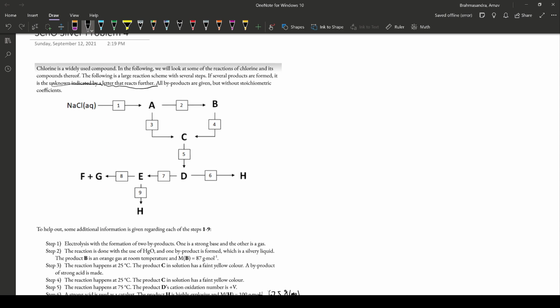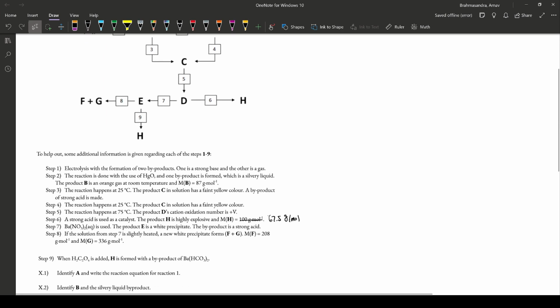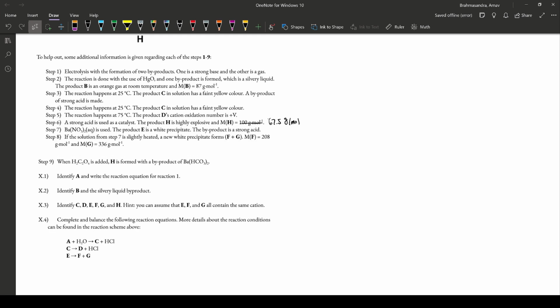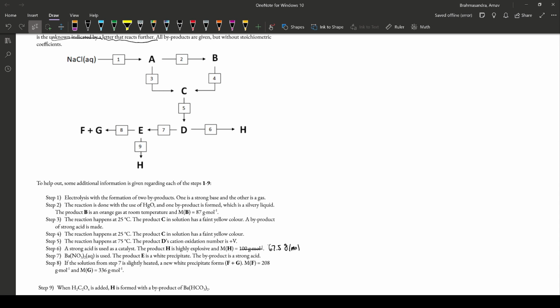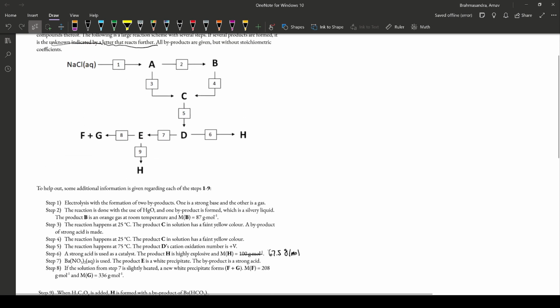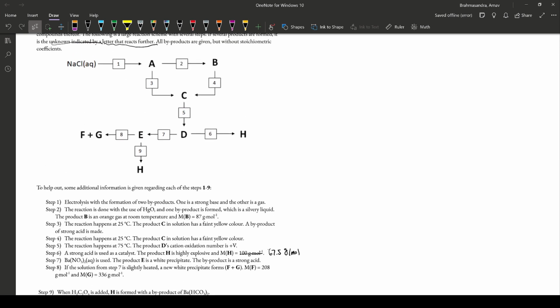Okay, so now let's go through this, and basically, without even looking at the actual questions, let's figure out what each of the different letters corresponds to. This is a question basically centered around chlorine, so our A, B, C, D, E, F, G, and H are all going to be some sort of chlorine compounds. So let's look at the steps first. Step 1, electrolysis with the formation of two byproducts. One is a strong base, the other is a gas.